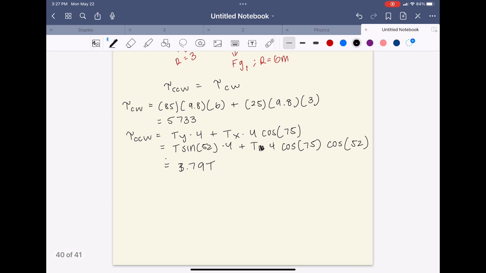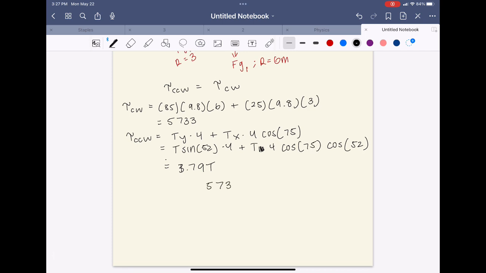And then we could set this equal to the torque caused in the clockwise direction. So we have 5,733 is equal to 3.79 T. And our tension is going to be equal to 1,512.89. This is somewhat close to the correct answer, but it is not exact.